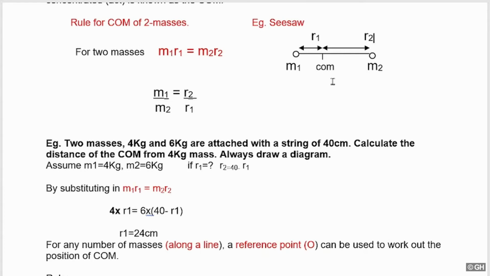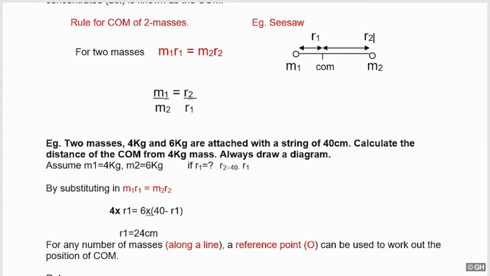Center of mass is the place where all the masses are concentrated. Therefore, bigger masses are concentrating closer to the center of mass, or the center of mass is concentrated closer to the bigger masses. So that's a good example.